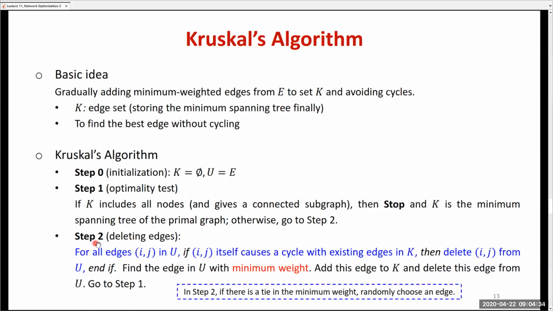Step 2 is for all edges in U, which means they're not selected, if there exists an edge ij that itself causes a cycle with existing edges in K, then we delete it. After doing this, we find the edge in U with minimum weight, add this edge to K, and delete this edge from U. Then go to step 1 and just repeat. Let's have a look at an example, then it's going to be better. By the way, if there is a tie in the minimum weight, we randomly choose an edge, the same as what we did in Prim's algorithm.